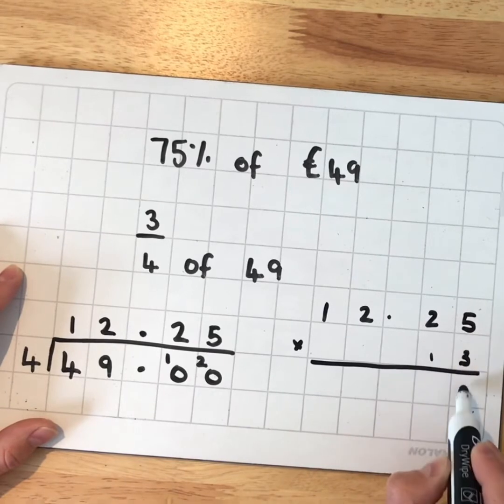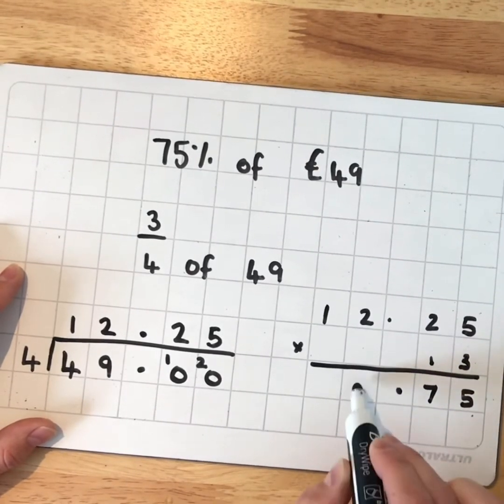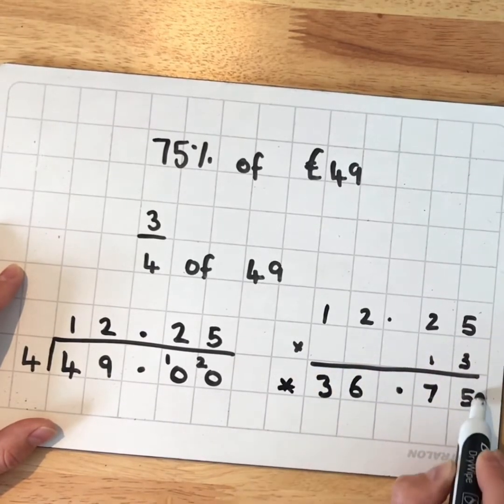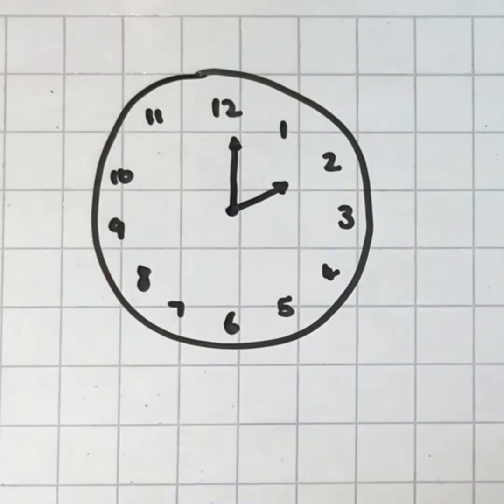Okay, so 5 times 3 is 15. 2 3s are 6 plus 1 is 7. Okay, 2 3s are 6. 1 3 is 3. So that gives you 36.75 for the answer.